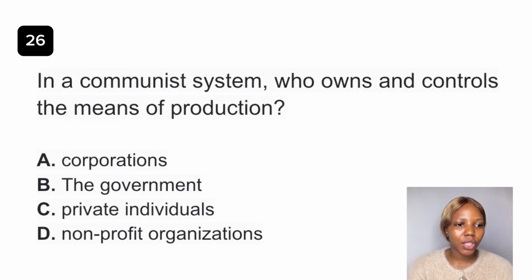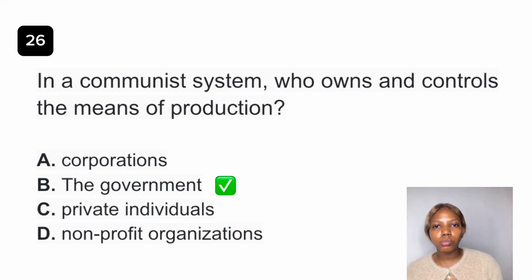Question 26. In a communist system, who owns and controls the means of production? The answer to this question is the government. So in a communist system, we mean communism. Communism is a political or social system in which the means of production is owned by the community or the state rather than a private individual or corporation. So the answer to this question is option B, the government.